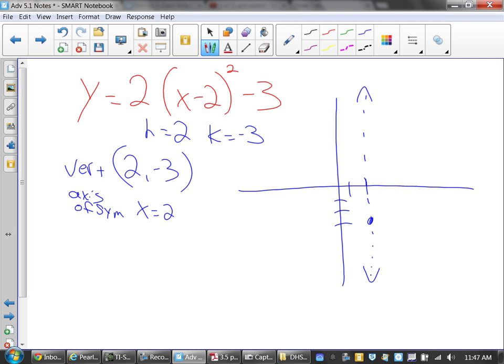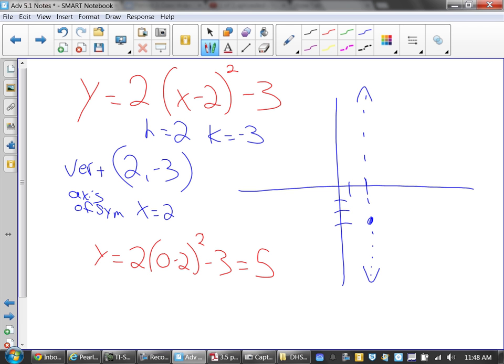All I'm doing is just picking a number that's easy to work with. I'm picking a value of x to get y. So what I did here is we chose 0, because 0 is always easy to work with. And I'm figuring out that y is going to equal 2 times 0 minus 2 squared minus 3, and that equals 5.